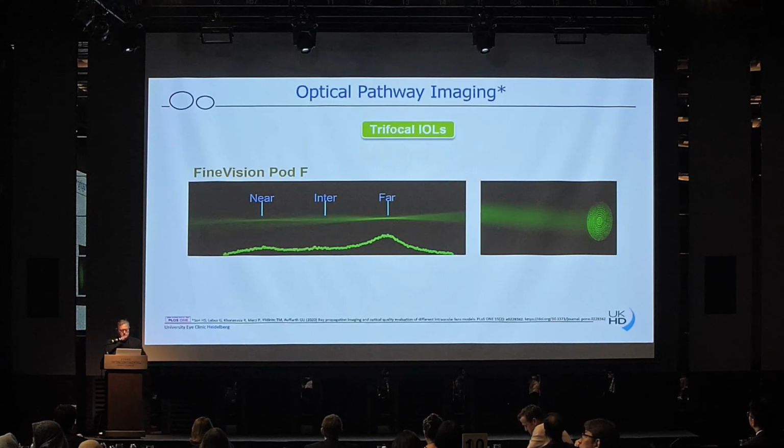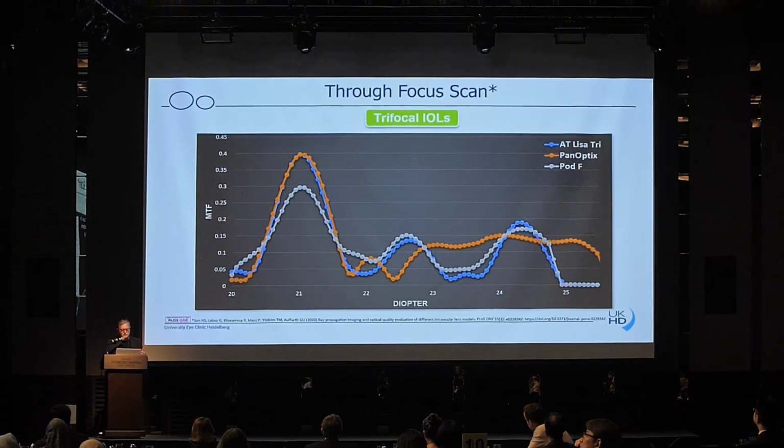You can, for example, see here the different distribution of light to near, intermediate, and far, as you can see here, the foci. And if you compare, for example, the through-focal scan, and you align these lenses with each other, you can see that the Artemisia tree is very good in the distance. Here at 21 diopters, the MTF is very, very good, and also in the other areas.